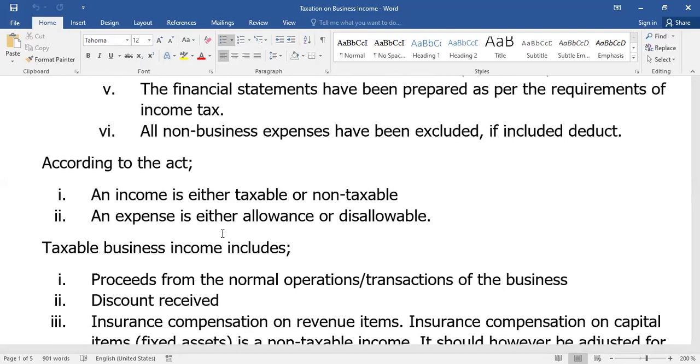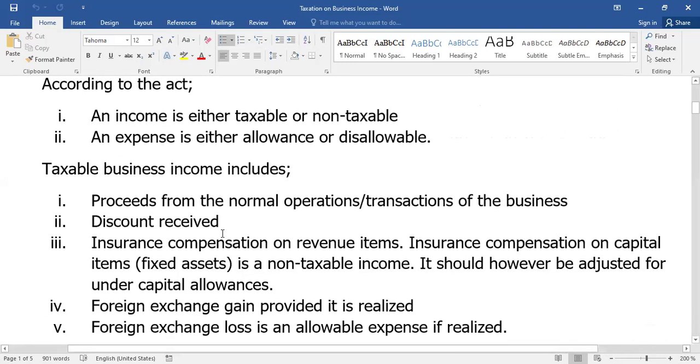So what are some of the taxable business incomes? We are saying they normally include, number one, the proceeds from the normal operations, which are the transactions of the business. Zile umeuza, kama uko na kiosk pale, unauza mafuta, unauza nini pale ndani. Those are the proceeds which you are talking about. Those are the kind of revenues which you are generating from the business.